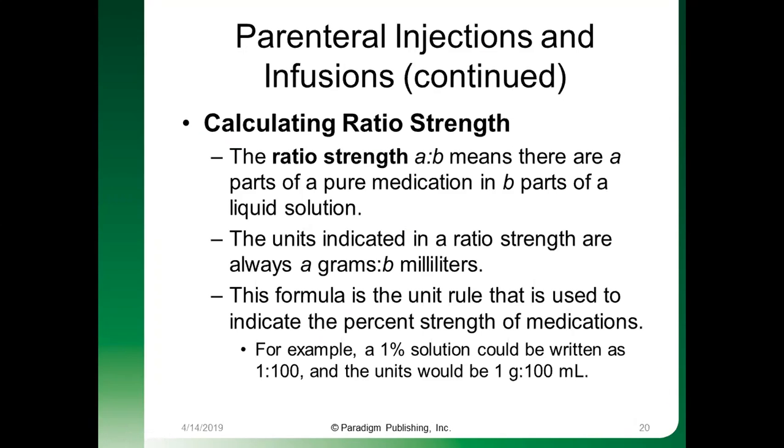Calculating the ratio strength. A ratio strength means A to B. That means A parts of pure medication and B parts of a liquid solution. The units indicated in a ratio strength are always A grams per B milliliters. This is the unit rule that is used for indicating the percent strength of medication. So for example, a 1% solution can be written as 1 to 100, and thus the units would be 1 gram for every 100 milliliters.